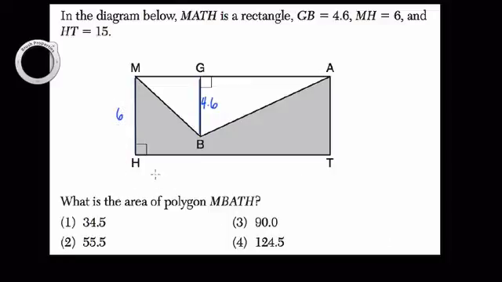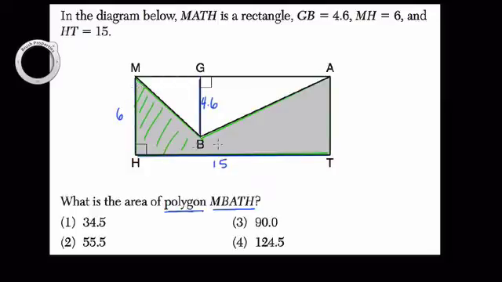Next we have HT, which is this segment right here. So what do they want to know? HT is 15. They want to know what is the area of polygon MBTH. So I would identify that. So we outline that: MB, A, right, TH. So it's this polygon right here. It's kind of an odd-shaped polygon.